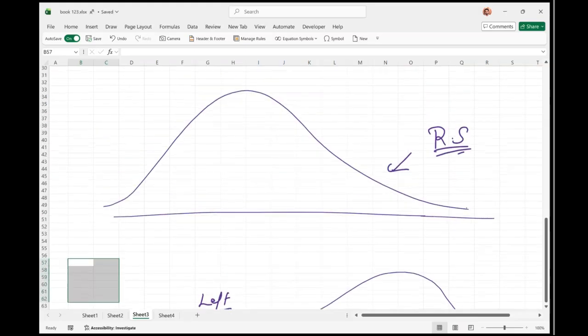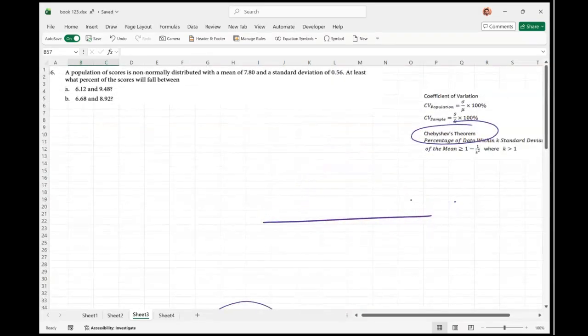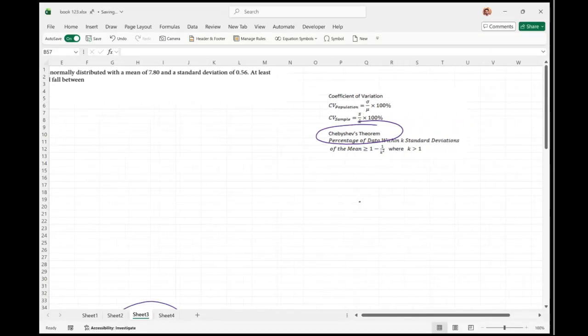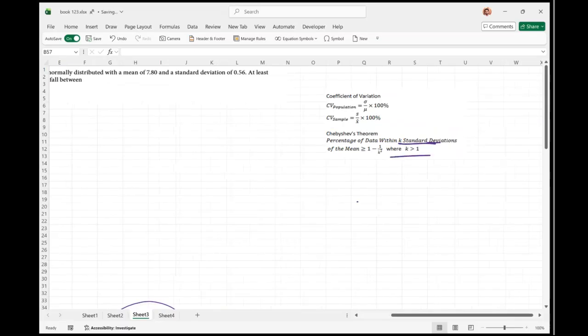All right. Now, in that scenario, when the data is not normally distributed, we use the Chebyshev theorem to find out what percentage of the data lies within k standard deviations. It says the percentage of the data within k standard deviations of the mean can be figured out by this formula. The percentage of data around the mean must be greater than or equal to 1 minus 1 upon k square.